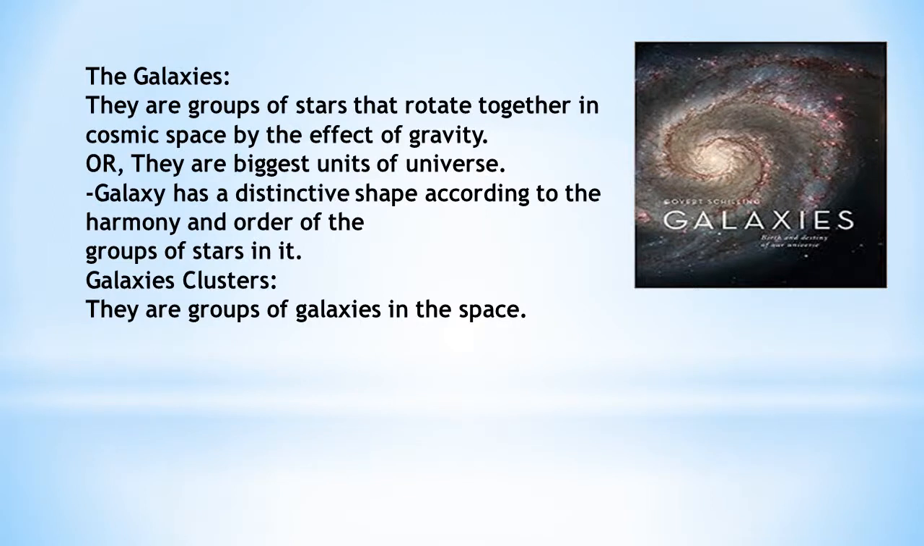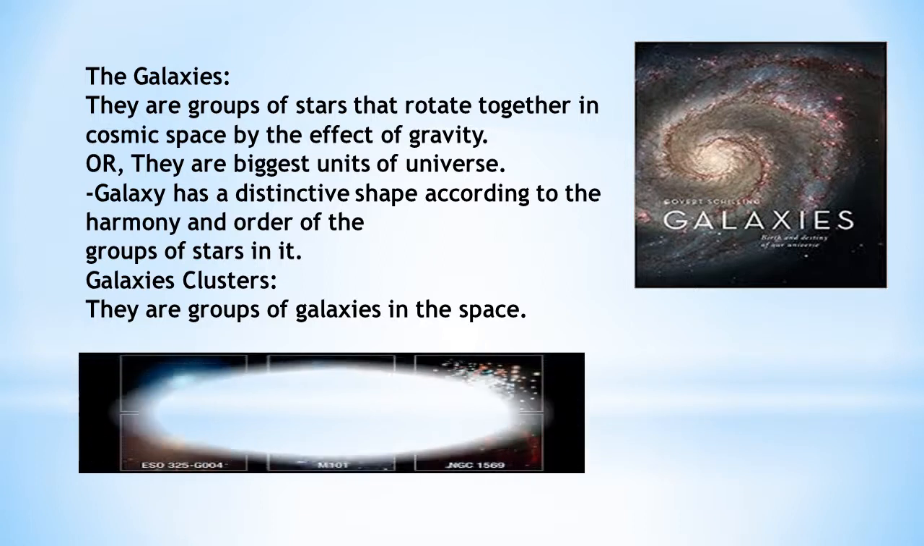What is meant by galaxies? They are groups of stars that rotate together in cosmic space by the effect of gravity. So a group of stars is called a galaxy. Galaxies are the greatest unit that forms the universe. So the universe consists of galaxies, which are groups of stars.